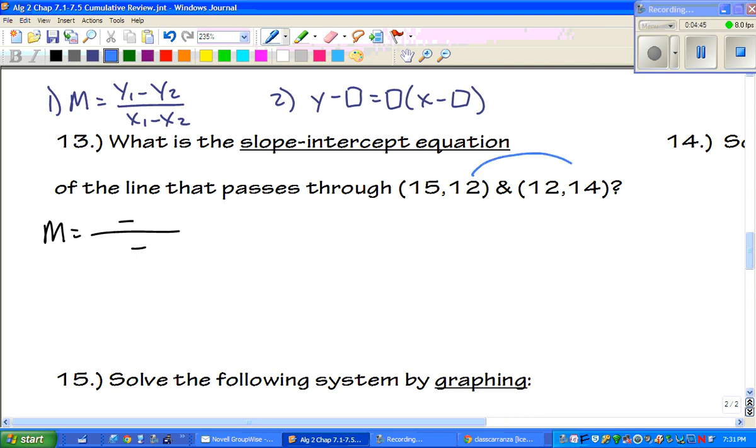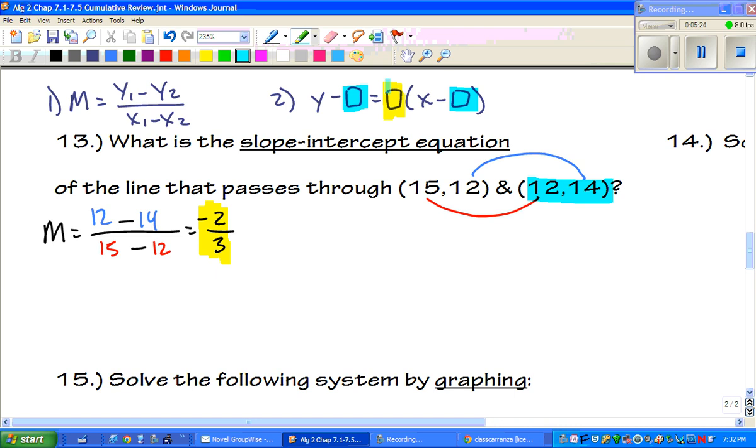Set it up like that. Your y's go on top, the 12 and the 14, and the x's go on the bottom, the 15 and the 12. Okay? So 12 minus 14 gives us a grand total of -2. 15 minus 12 gives us 3. So that is the slope. And your slope is going to go right here. And then you pick a point. It doesn't matter which one you pick. And you fill those in.